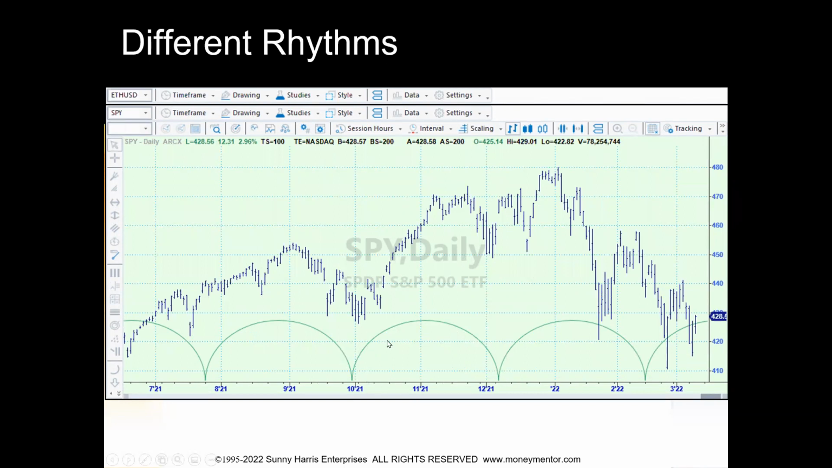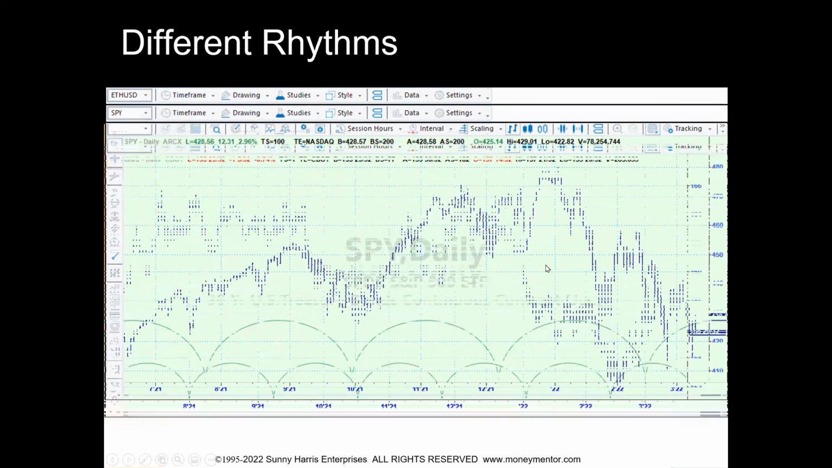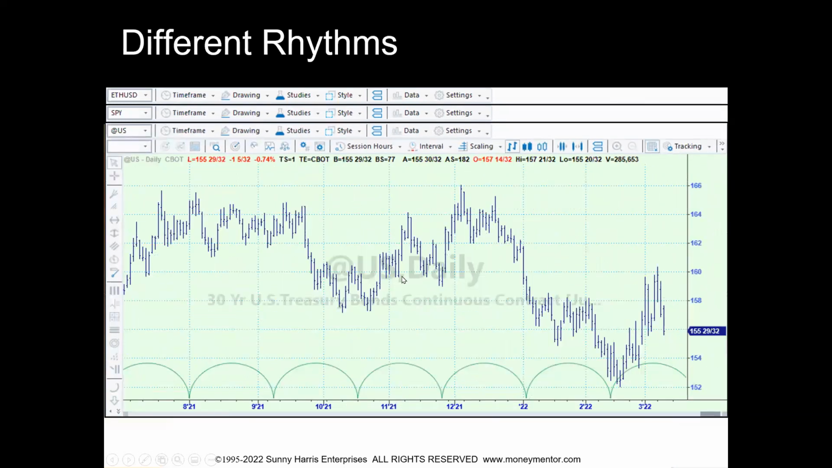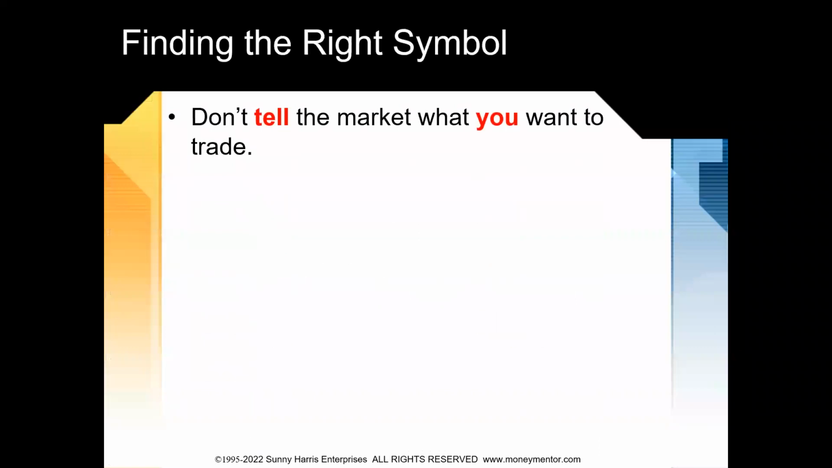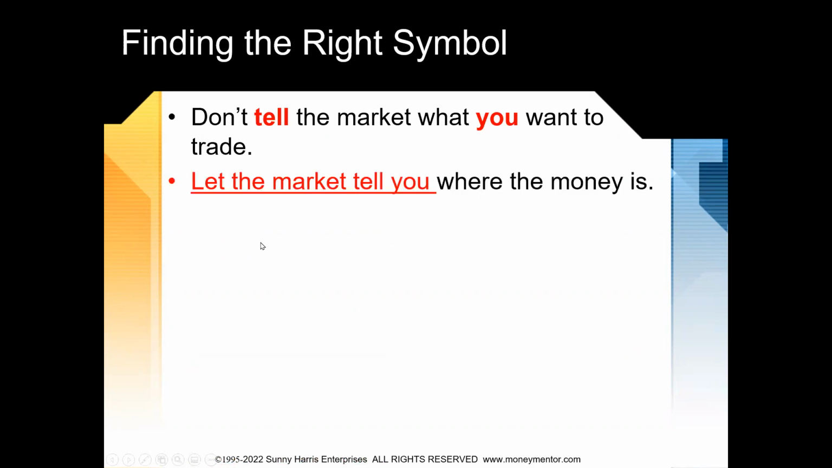You can see this is a little more than every 2 months, a cycle on there. While this one is US bonds, and you can see a different cycle for the bonds. They tend to gyrate more. That's why I look at a 45-minute chart for bonds. So be sure that you don't try to tell the market what you want to trade. Let the market tell you.